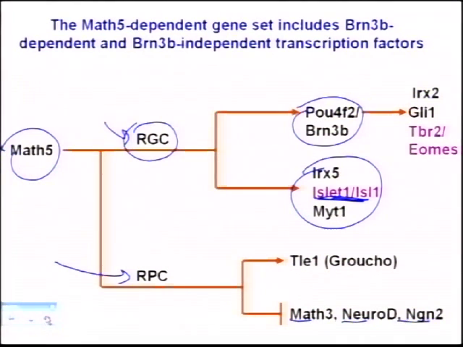Now, Brn3b turns on some other transcription factors. So you get another layer in the hierarchy. And one of the genes it turns on is this gene called T-brain2, which is a T-box transcription factor. It's also called eomesodermin. And it turns on these other factors too that I listed. So these are many, many different transcription factors. I've only given you some of them that are associated with this hierarchical gene regulatory network.